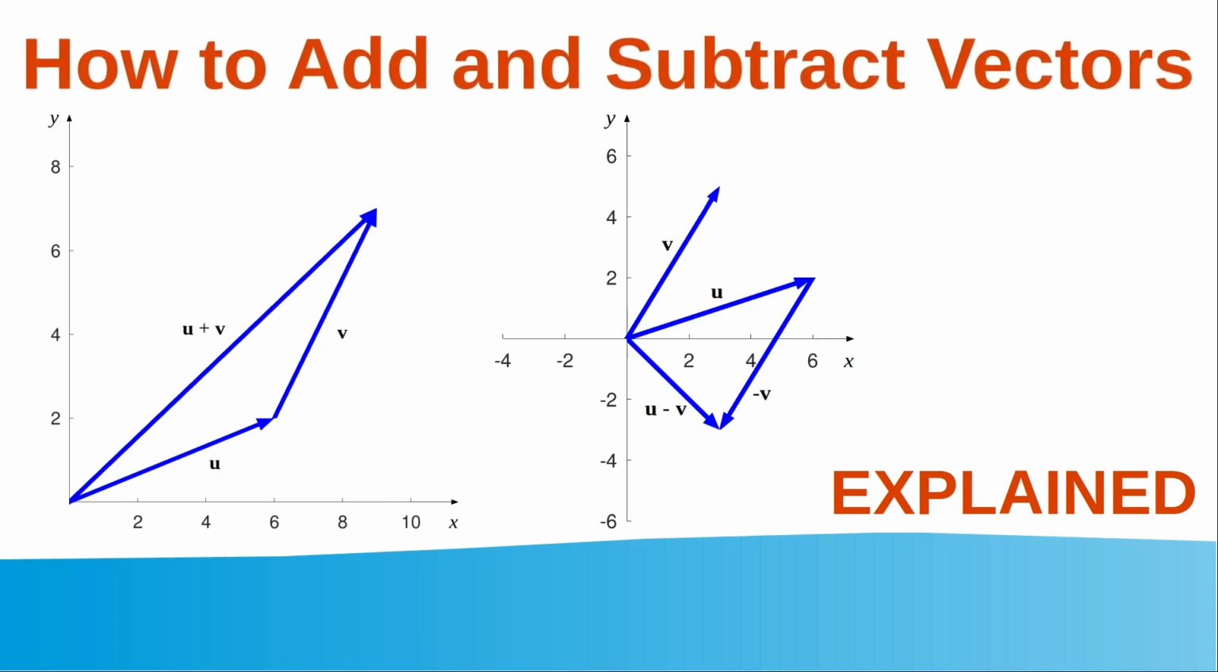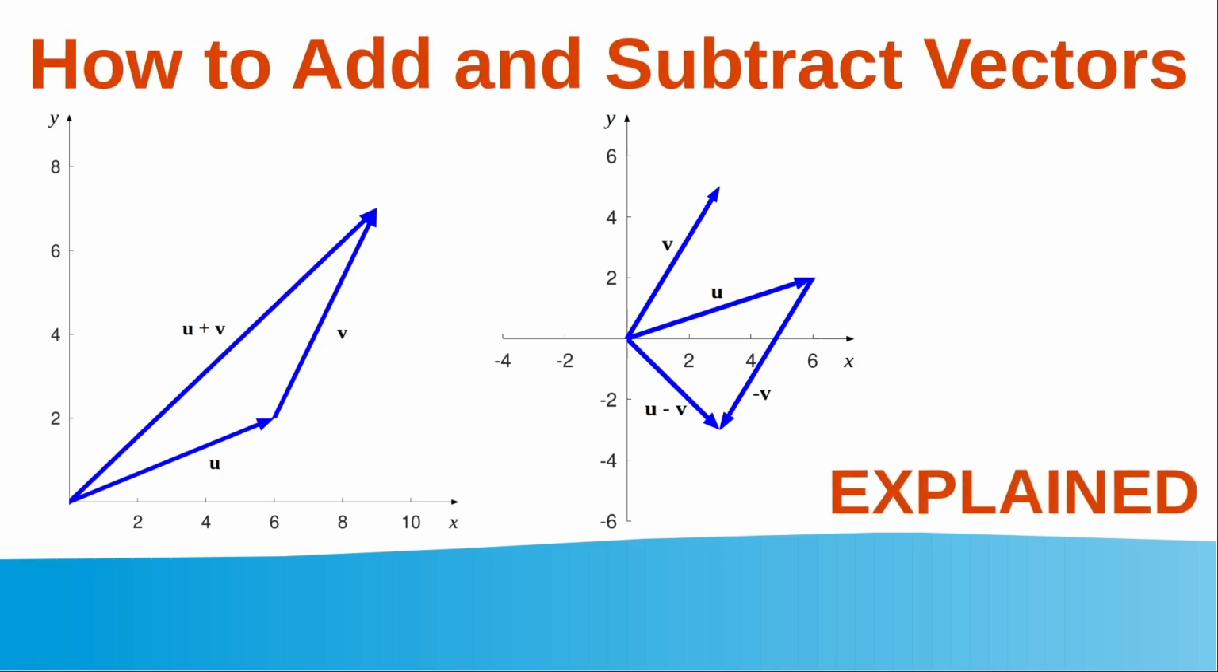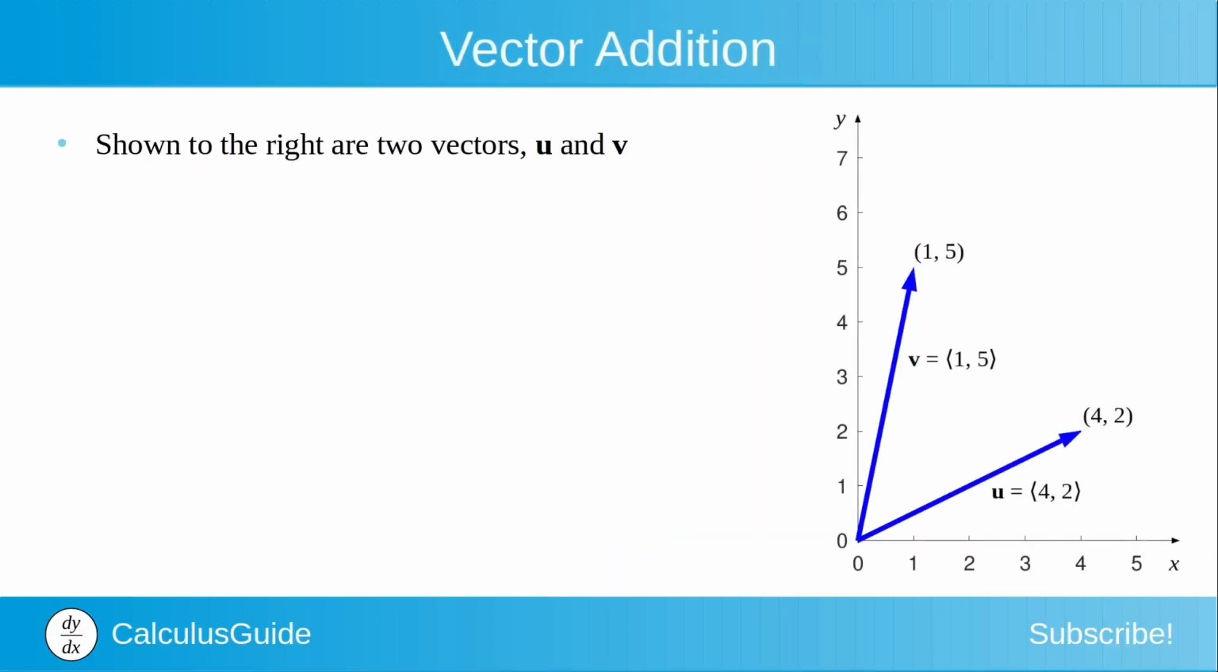Welcome to this video on how to add and subtract vectors. Shown to the right are two vectors u and v. The vector u has component form 4, 2, and the vector v has component form 1, 5.